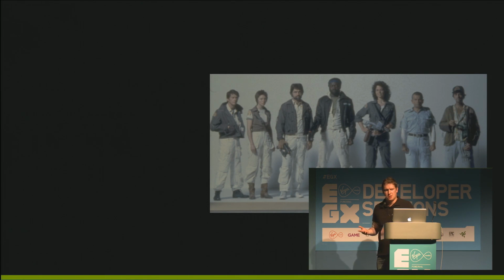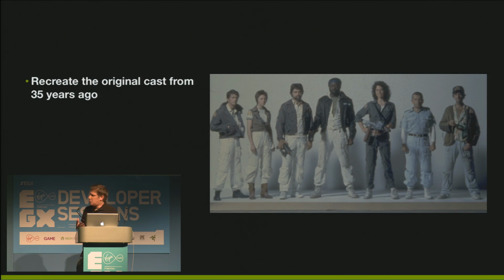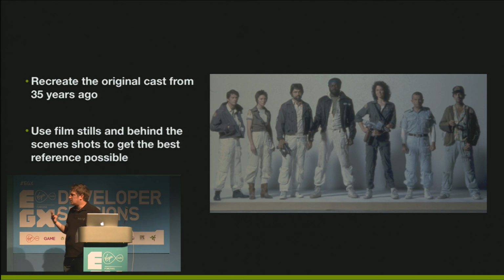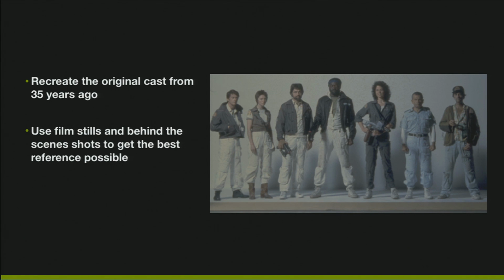Normally, we would look at things like still images and press images, anything that gives us a real high-resolution look at these people's faces from different angles. So we had to recreate the cast. Now, it's 35 years ago, it's not now, so things like scanning are out of the question at this point. We're trying to recreate a likeness from a long time ago. We would use film stills and screenshots and try to get the best reference possible. But what we're really looking for is the front and side elevations, these side-on shots that give us an unfiltered look at what these guys look like.